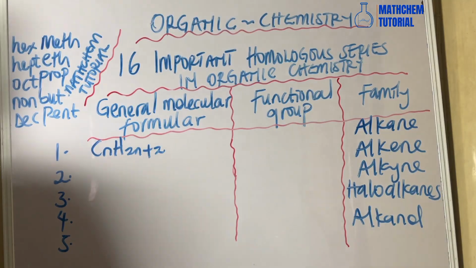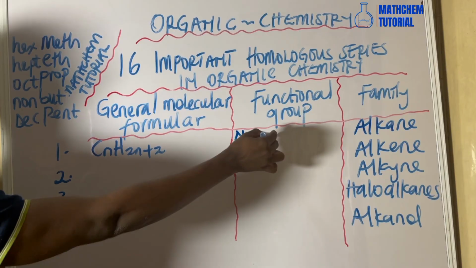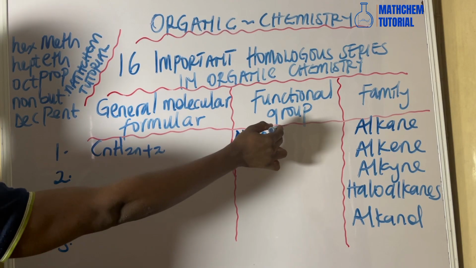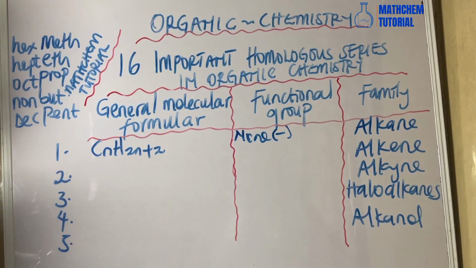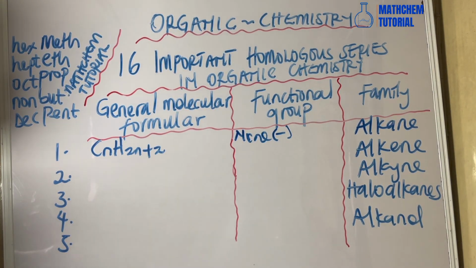And then the functional group is none. So alkane doesn't have any functional group. Although some people used to say it has a functional group of dash, I'll bet with you that it has no functional group, because all other members too have that single bond. So just put none for that.